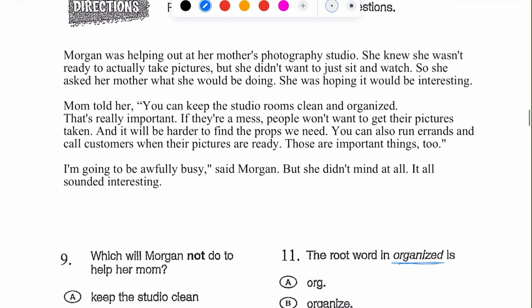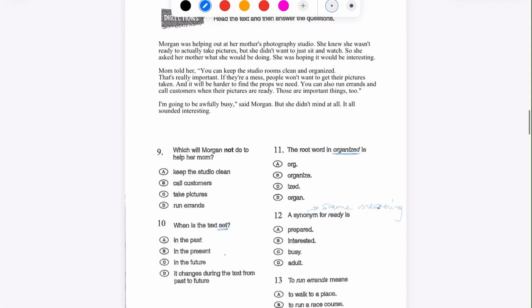All right, so here, the story says Morgan was helping out at her mother's photography studio. She knew she wasn't ready to actually take pictures, but she didn't want to just sit and watch. So she asked her mother what she would be doing. She was hoping it would be interesting. Mom told her, you can keep the studio rooms clean and organized. That's really important. If they're a mess, people won't want to get their pictures taken, and it'll be harder to find the props we need. You can also run errands and call customers when their pictures are ready. These are important things, too. I'm going to be awfully busy, said Morgan, but she didn't mind at all. It all sounded interesting. Right, so it's a really short passage.